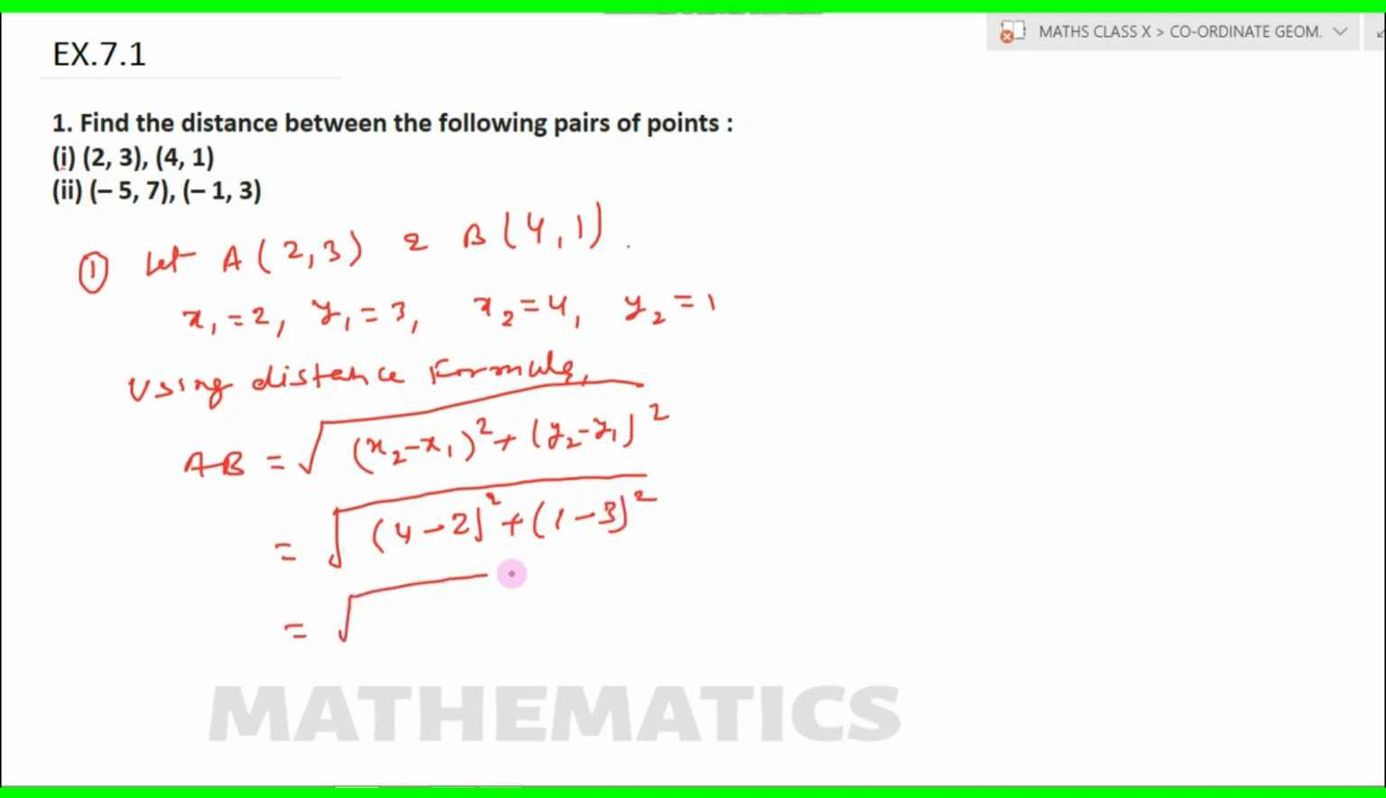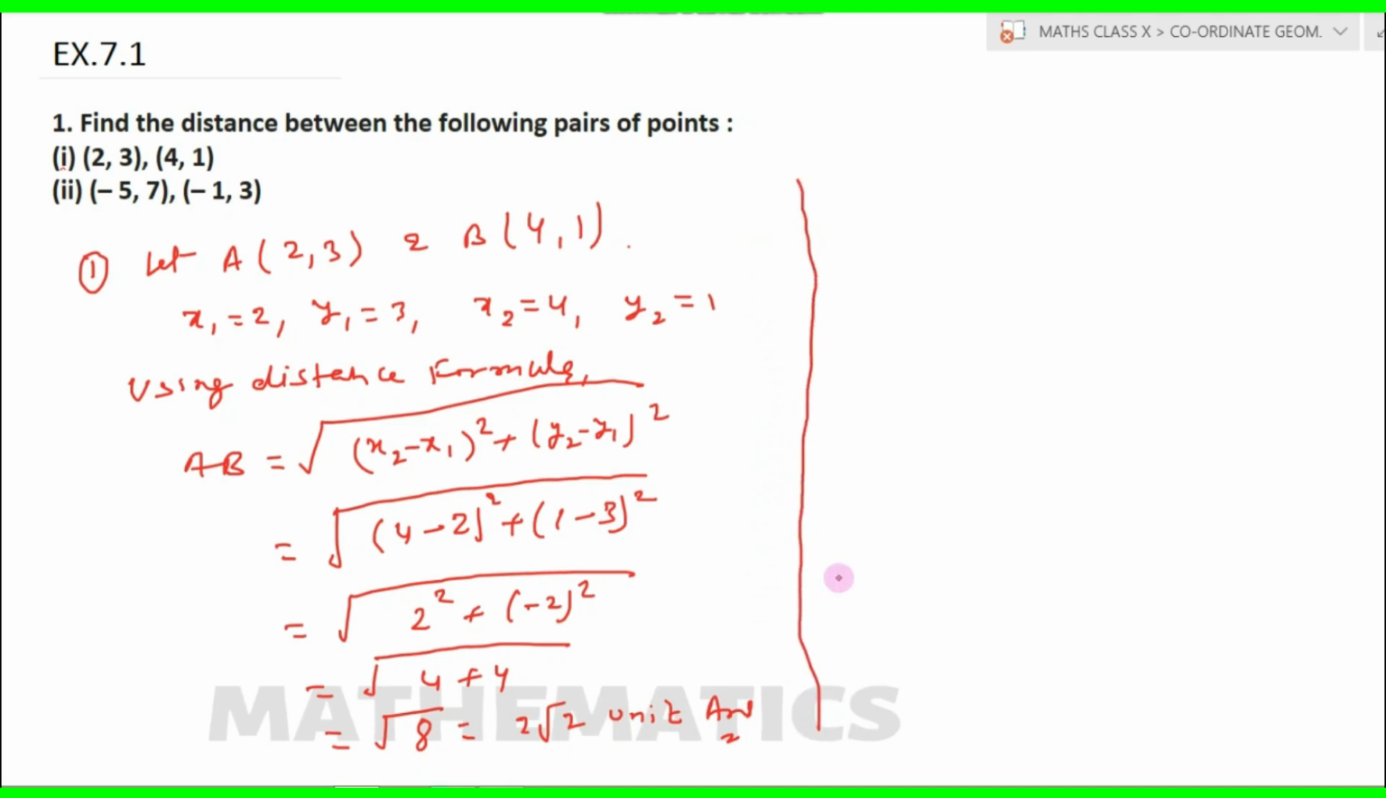Now calculate. 4 minus 2 is 2, square, plus 1 minus 3 is minus 2, square, that will give you 4 plus 4, which is the square root of 8, and that can be written as 2 root 2. Since no unit is given, simply write 2 root 2 unit, and this is your answer. Okay, it's very simple. So take one more example to understand it better.